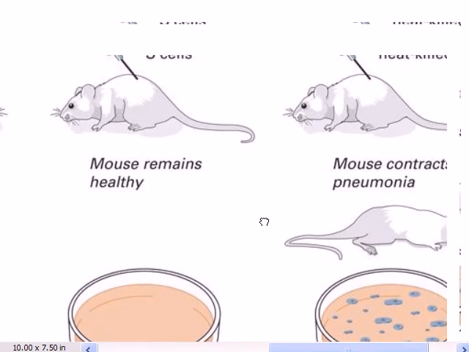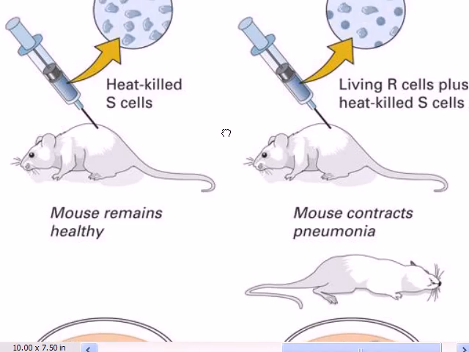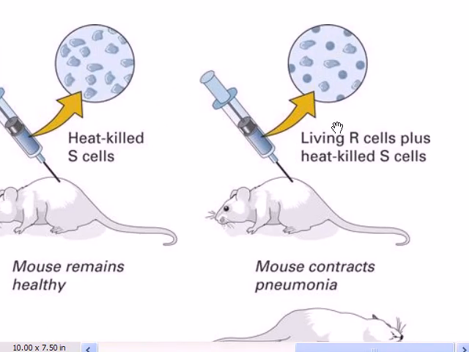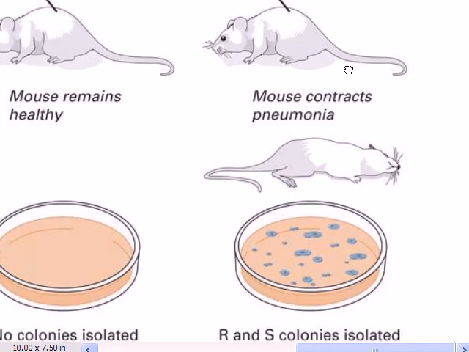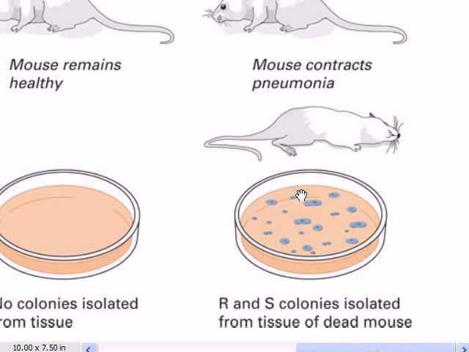So now, interestingly, if you take two things that are benign, the living R strain cells, which have not killed the mice, and the heat killed S cells, which have not killed the mice either, and then you mix them together, you take two benign things and mix them together. You wouldn't expect that that should kill the mice, but it does. They contract pneumonia and they die, and strangely, you get R and S colonies isolated from the tissue of the dead mice.